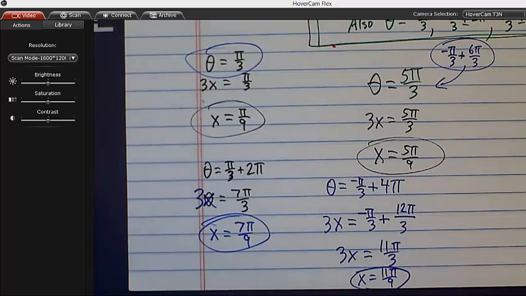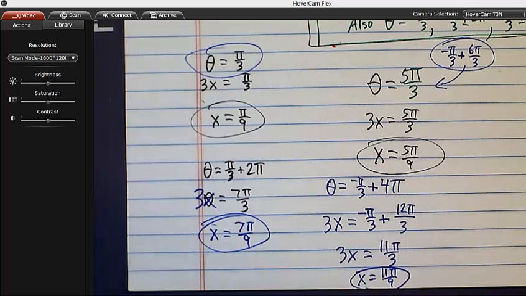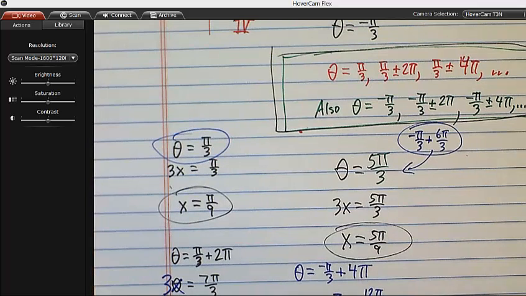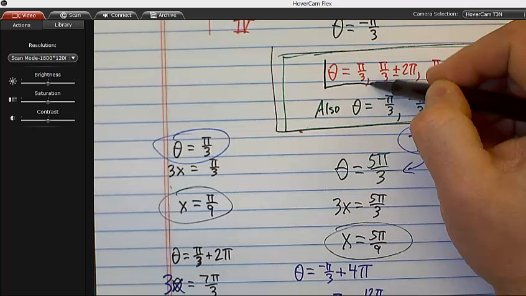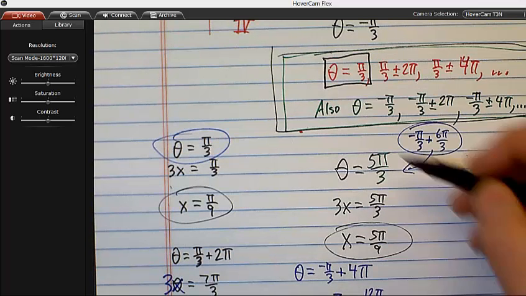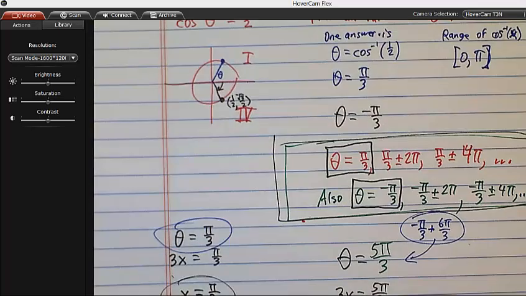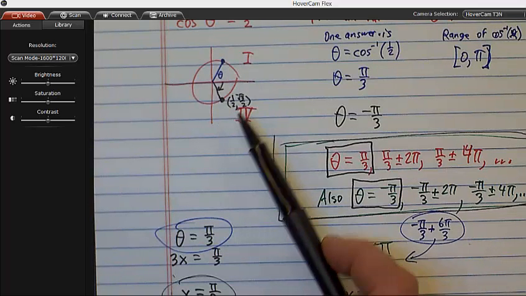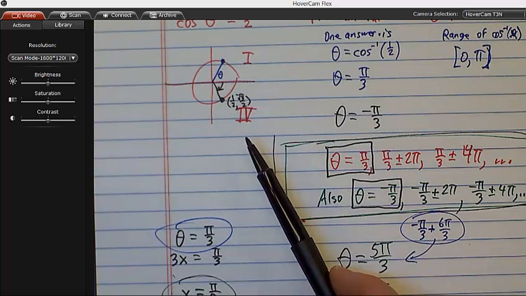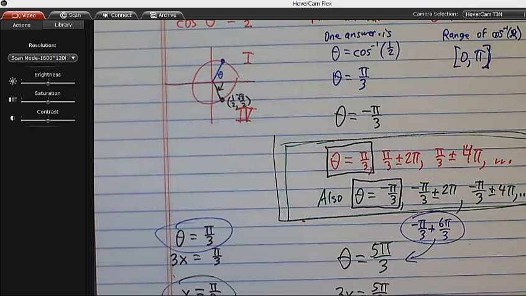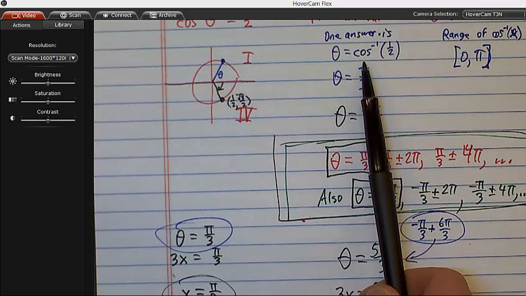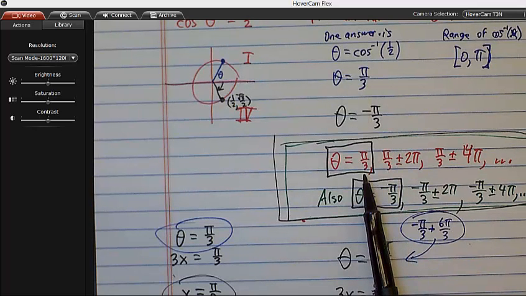In other words, if I were doing this, I might try this. Theta is pi over 3, right? Or theta is negative pi over 3. Those were kind of what I would call the 2 families of solutions. One from quadrant 1 and one from quadrant 4. And by the way, which one is the arc sine? Well, I'm sorry, arc cosine is how we got it. Arc cosine is the one that gave me pi over 3.